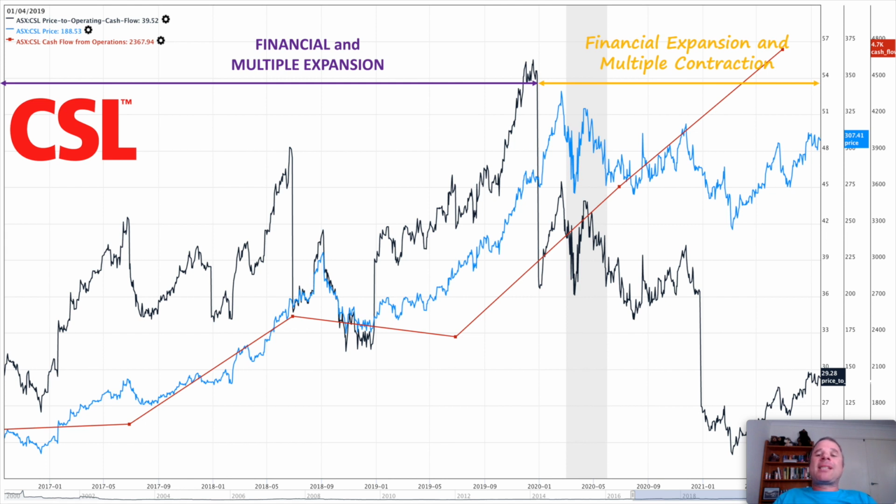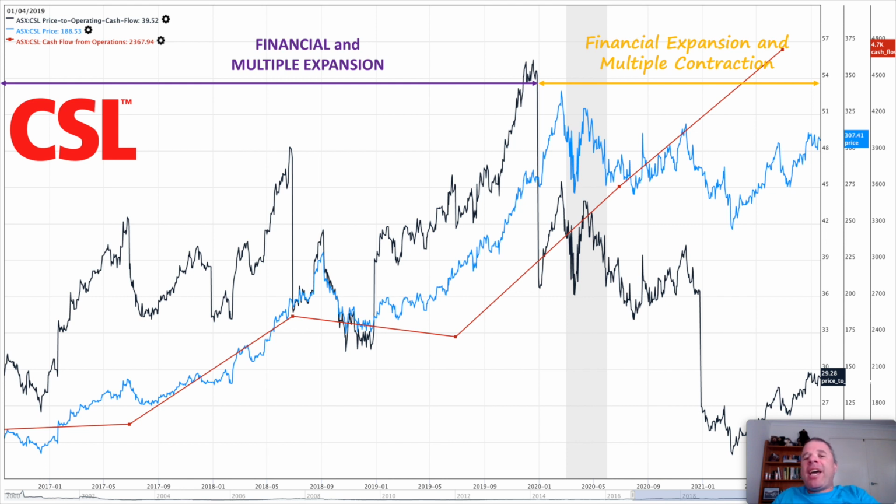So this is CSL going back about 5 years. So a little bit more noisy than the other ones. But between 2016 and 2020, just before the COVID-19 financial panic, we saw financial and multiple expansion with this company. You can see the share price increasing, cash flow from operations increasing, and the price to operating cash flow also increasing. So this company's share price was increasing because of those two reasons.